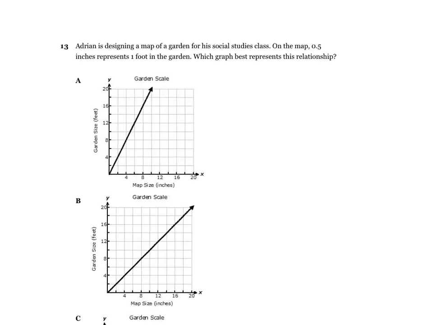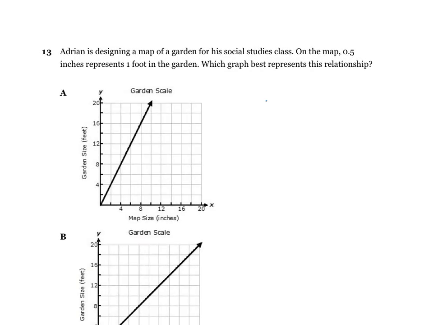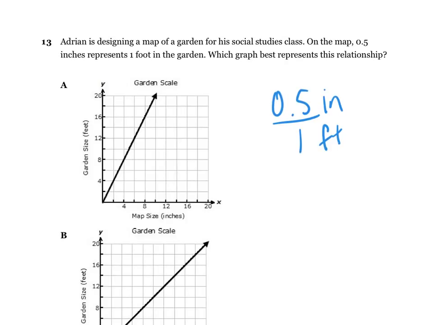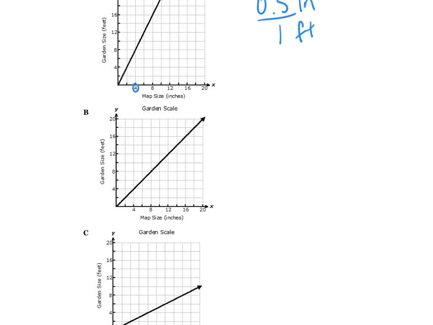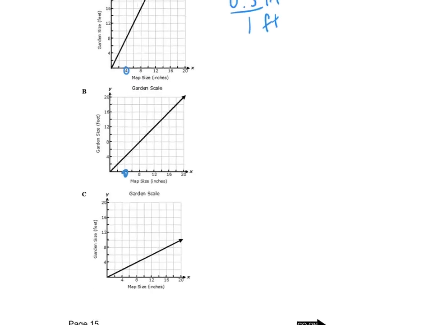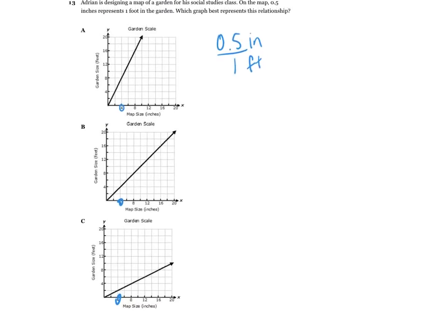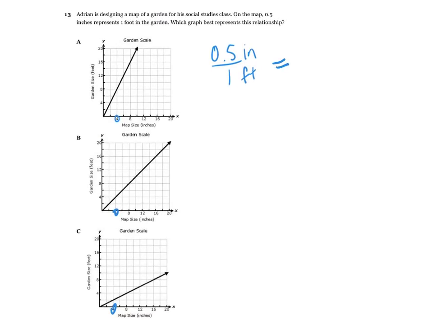Hey, Adrian is designing a map. On the map, 0.5 inches represents 1 foot in the garden. This one was a harder one because you couldn't find 0.5 and 1. Okay? So 1 foot. I can see 4 on all of these graphs. So I told my kids to scale up to 4. I think the other one's on the other page. But that's 4 inches. So they would scale up here.